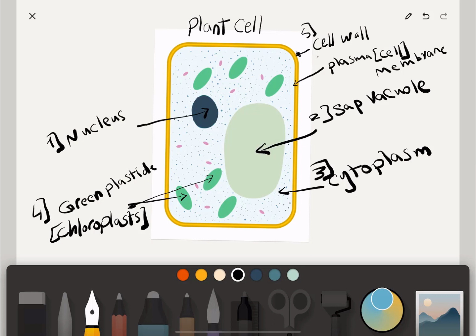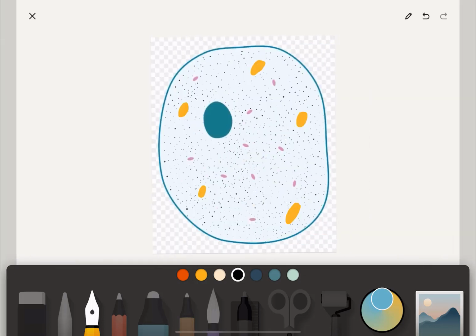I will repeat them again for you. Number 1, nucleus. Number 2, vacuole. Number 3, cytoplasm. Number 4, green plastids or chloroplasts. Number 5, cell wall. Number 6, plasma or cell membrane. This is the structure of plant cell, and now we will describe the structure of animal cell.